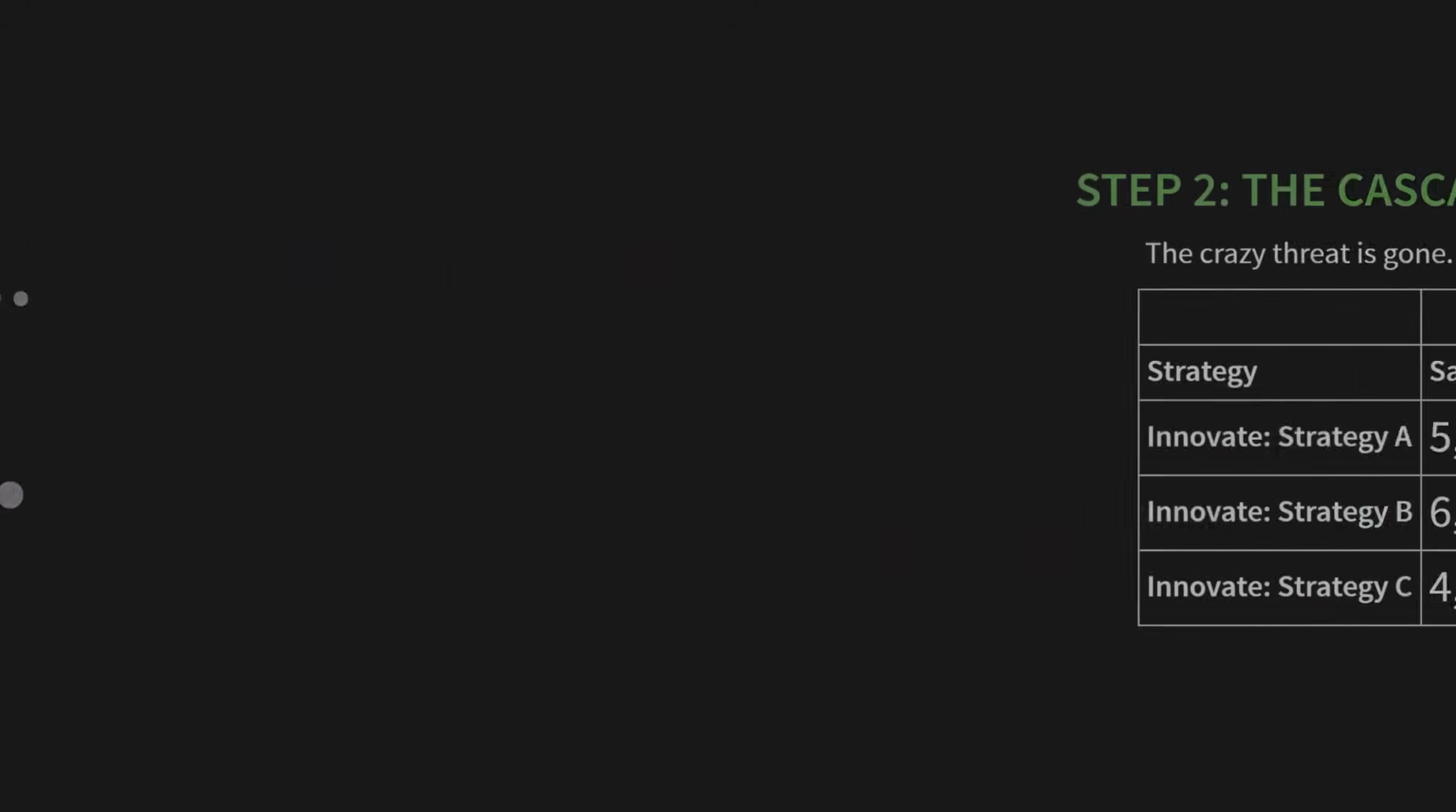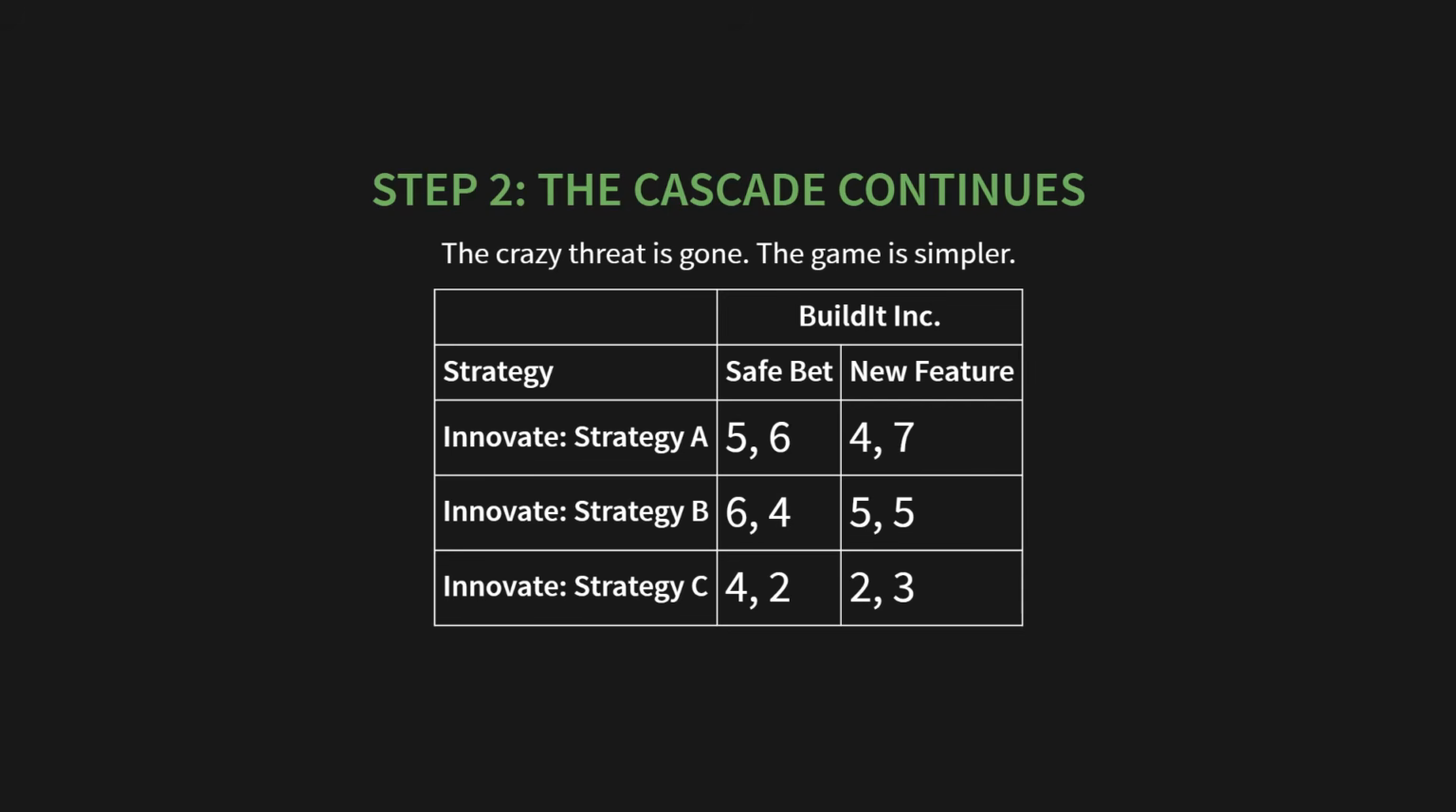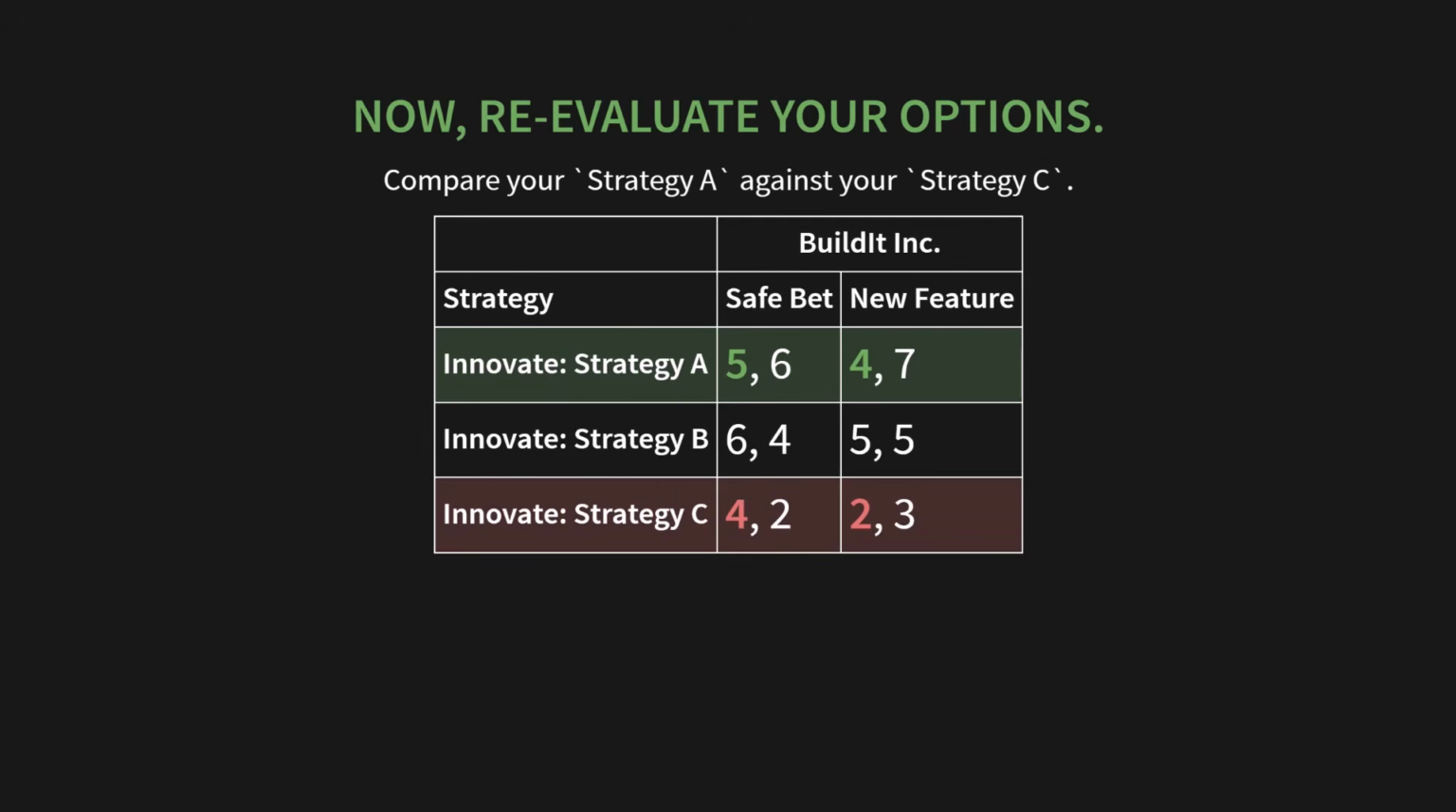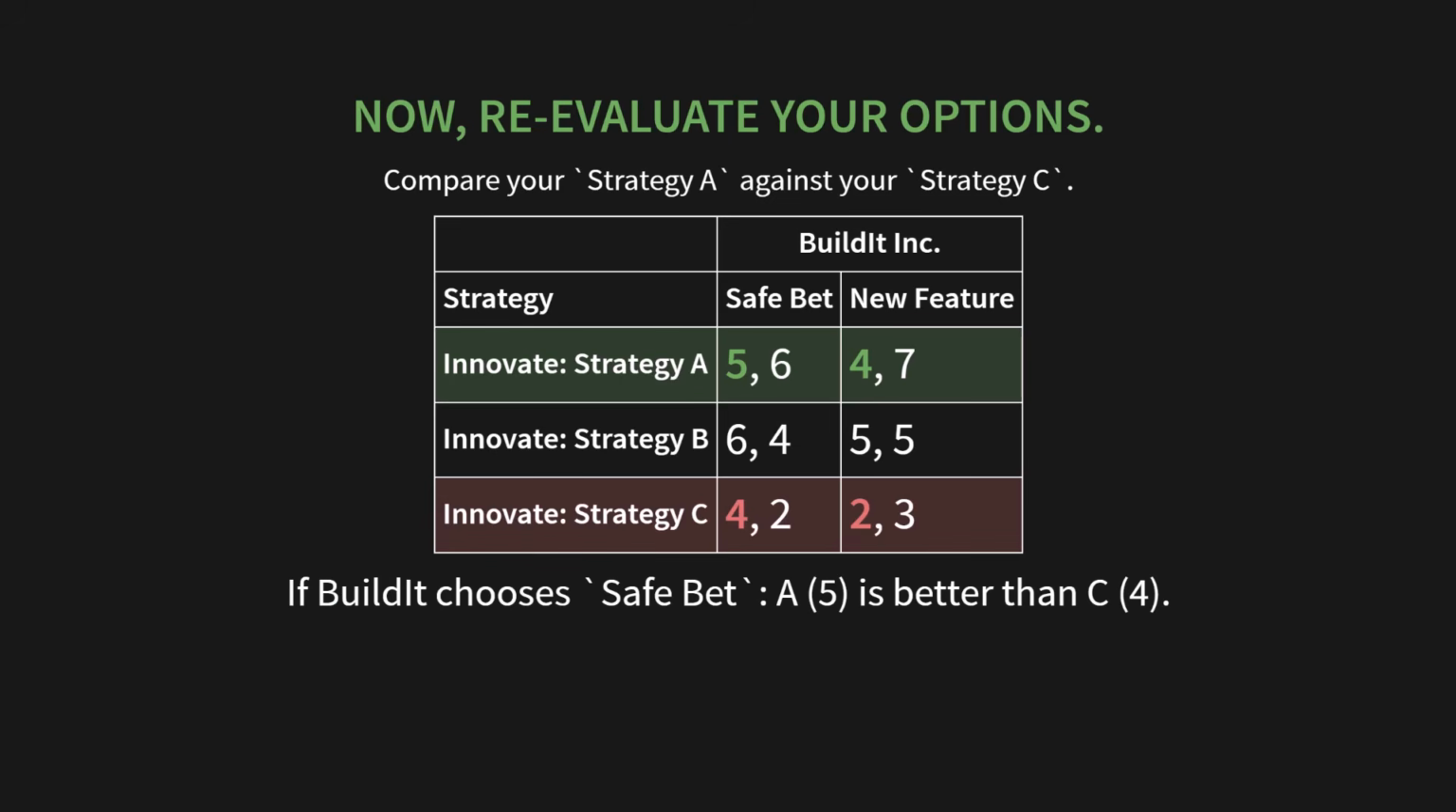Okay, step 2. The cascade continues. The crazy threat is gone. The game is simpler. Look at the board now. Now, let's reevaluate your options. Let's compare your strategy A against your strategy C. If Build It chooses Safe Bet, strategy A gets you a 5, but C only gets you a 4.